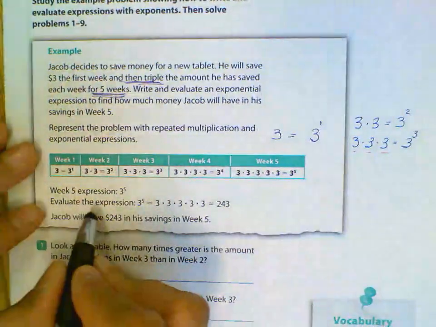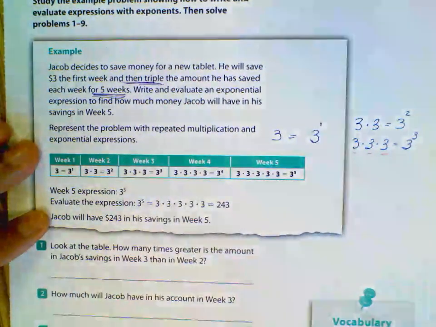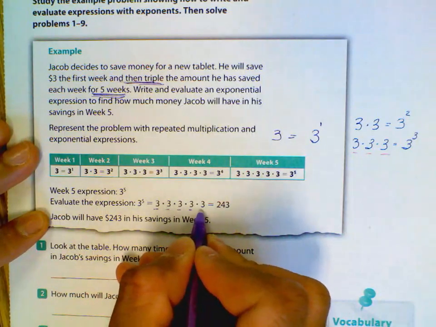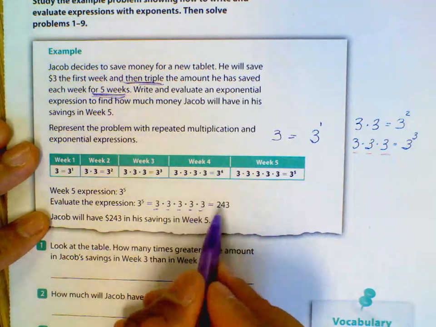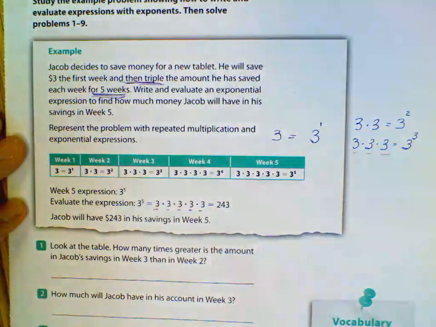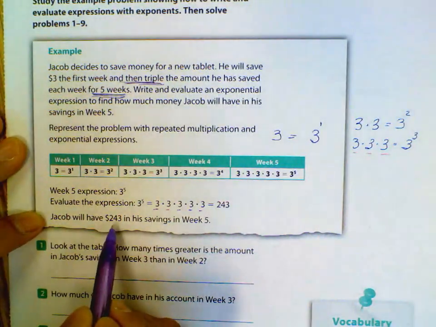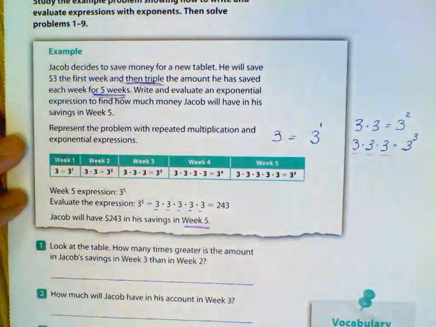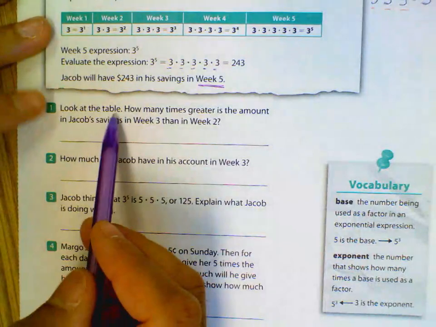If we evaluate that expression, that means we are going to multiply 3 how many times? You count 1, 2, 3, 4, 5. And then we multiply 3 times 3, 9, times 3, 27, times 3 times 3 equals 243. So in this case, the solution is Jacob will have $243 in his savings in week number 5. So that's an example. Then they are asking me a couple questions, and it says, look at the table.